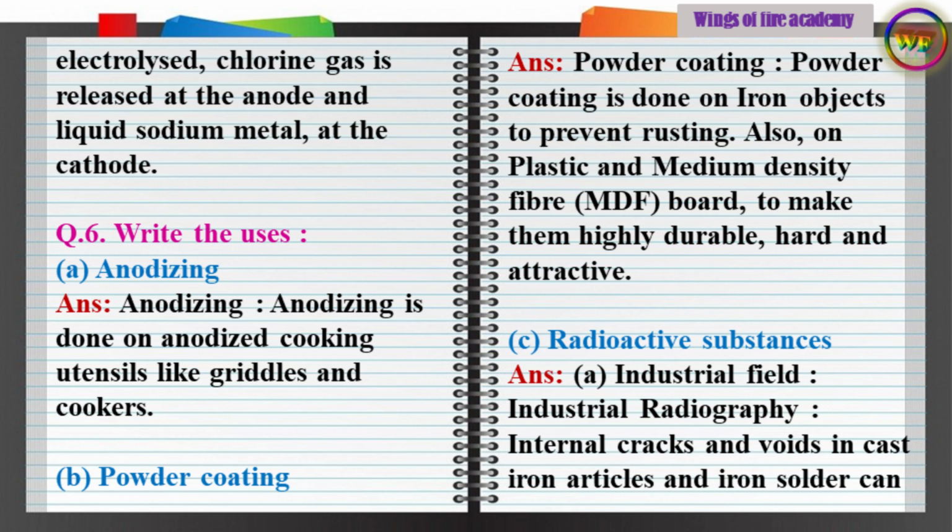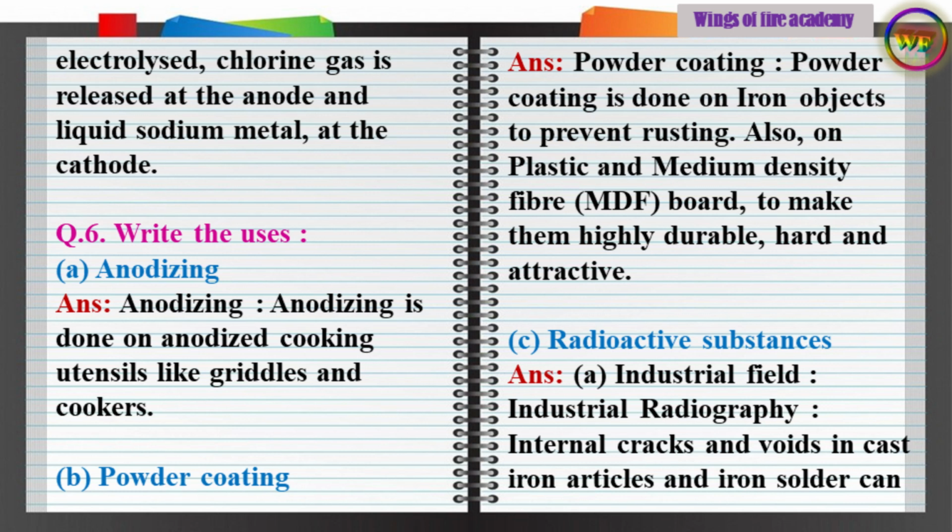Question 6. Write the uses. A. Anodizing. Answer. Anodizing is done on anodized cooking utensils like griddles and cookers. B. Powder coating. Answer. Powder coating is done on iron objects to prevent rusting. Also on plastic and medium density fiber, MDF, board to make them highly durable, hard and attractive.